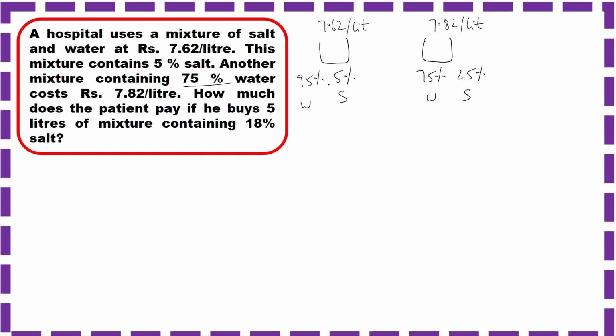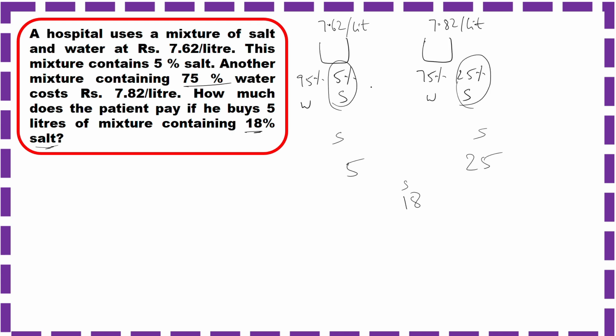So take any one value, either the value of salt or the value of water, right? So here if we take the value of salt, it is 5 in the first case, 25 in the second case, and what is the mean value? The average value? 18%, right? 18% salt. So here this is the salt in the first case, salt in the second case, and salt of this mean, this average.